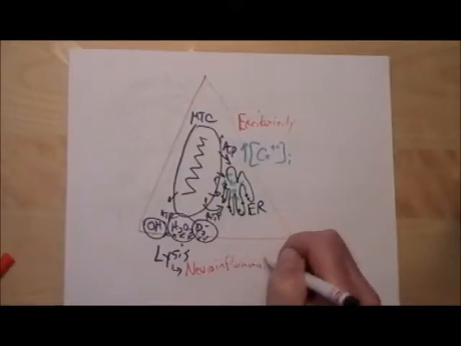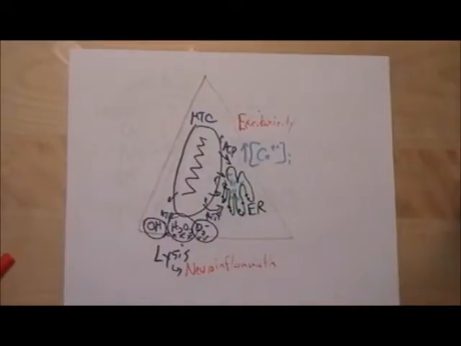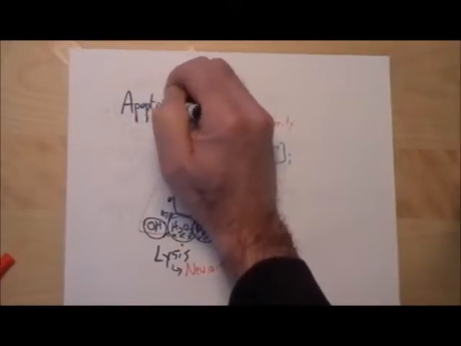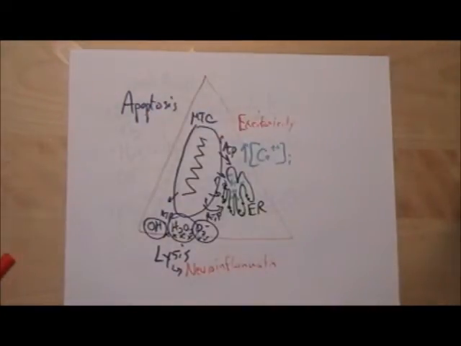Neuroinflammation, which is a really common feature in a lot of neurodegenerative diseases. But another common feature is apoptosis. So that's what we're going to talk about here. I'm going to put it outside, even though it's happening within the cell.